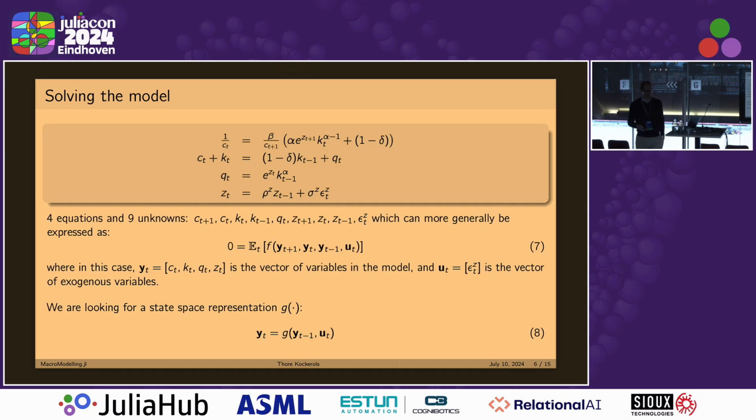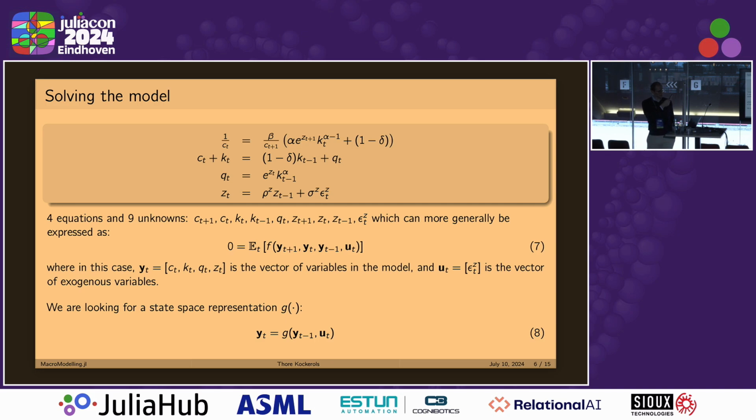But solving the model, right? So what does that mean? Let me try to explain what I mean by this. Here we have this set of equations we're working with. It's 4 equations, but we have 9 unknowns. So this doesn't really help me, it's not a state space model, right? So I need to solve this so that I get to a state space representation.